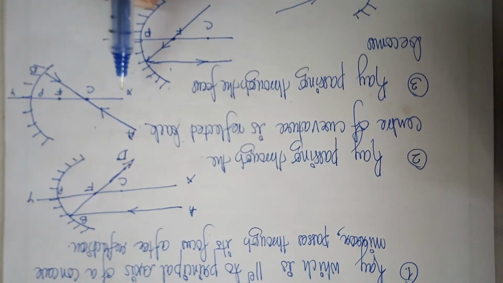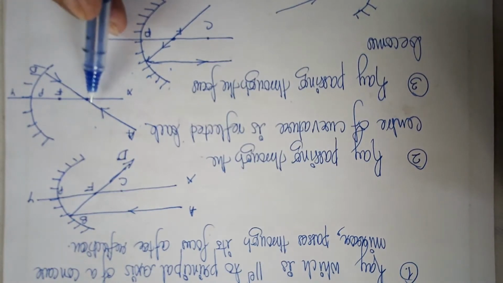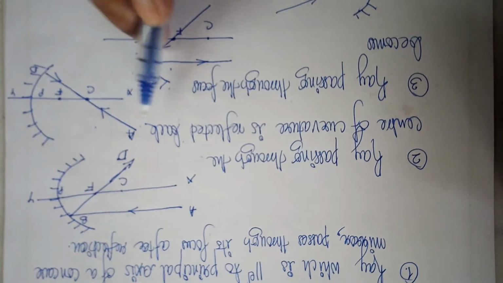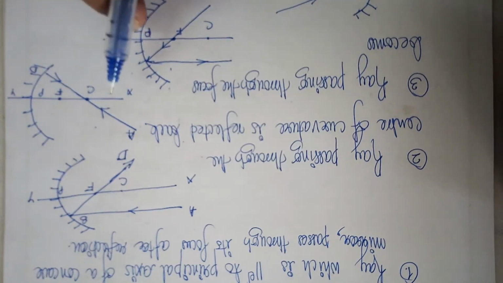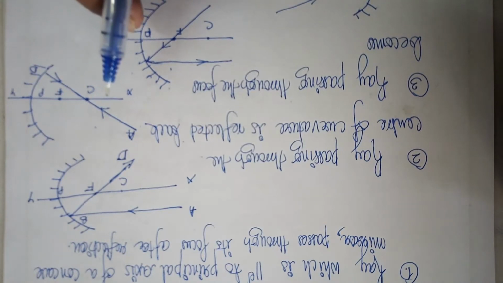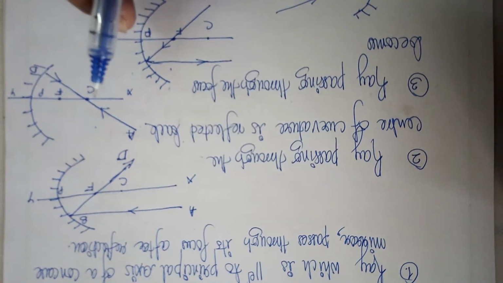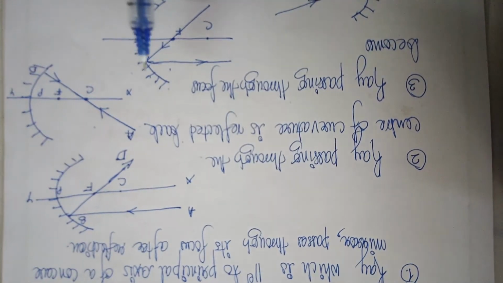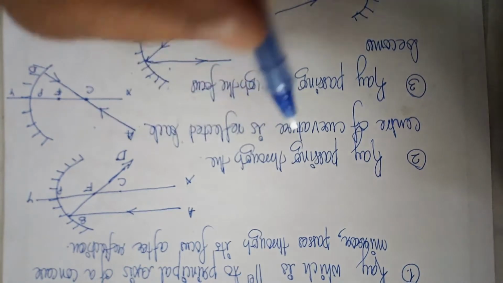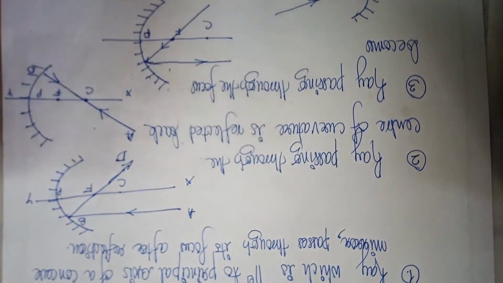The ray of light passing through the center of curvature of a mirror is reflected back along the same path, because it strikes the concave mirror at an angle of 90 degrees to the surface, due to which the angle of incidence and the angle of reflection are 0 degrees. So the ray passing through the center of curvature of a concave mirror is reflected back. That is the second law of reflection.